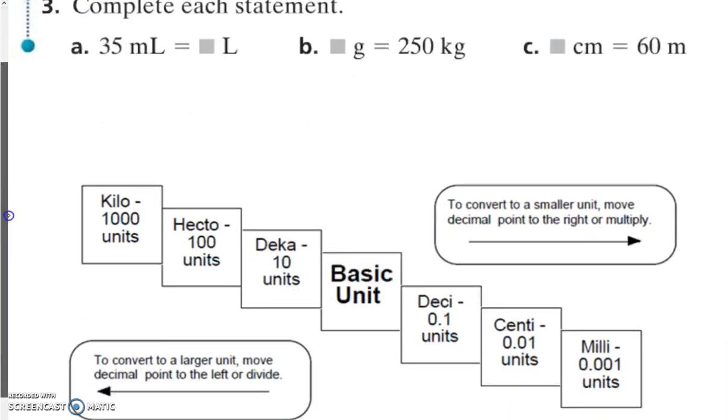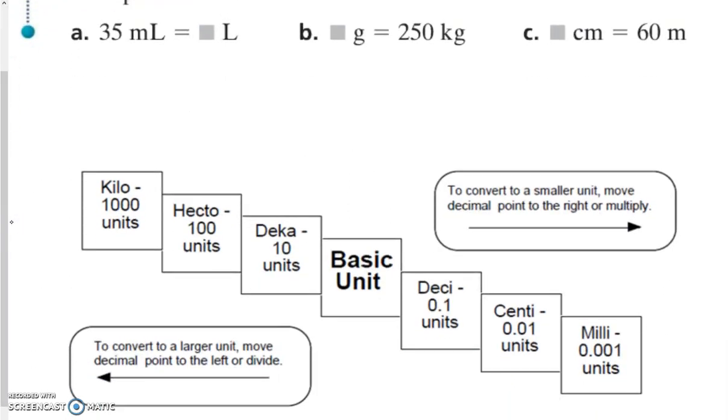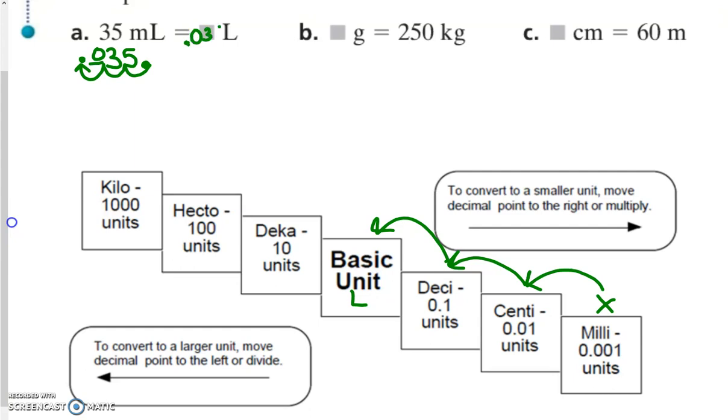Alright, so hopefully you've taken time to check them over. The first one says start with 35 milliliters. Well, I know milli is way down here, and they want me to change it into liters, and liters are a basic unit. So to get from milliliters to liters, I have to jump 1, 2, 3 times to the left, which means I'm going to grab the decimal, and if you don't see a decimal, remember it's at the end, I got to grab the decimal and move it 3 times to the left. 1, 2, 3. Decimal is now here. Fill in the open spaces with a placeholder, a 0. That means 35 milliliters is 0.035, or 35 thousandths of a liter.